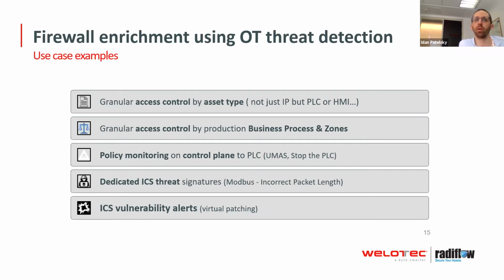We can set access control according to zones or business process. For example, allow only specific protocols between 2 zones. We can control on the control plane to our assets, meaning, for example, automatically stop some malicious commands between 2 assets. And lastly, we can incorporate some dedicated ICS threat signatures and ICS vulnerabilities into the firewall operation. So this integration allows us all of these use cases and many more.